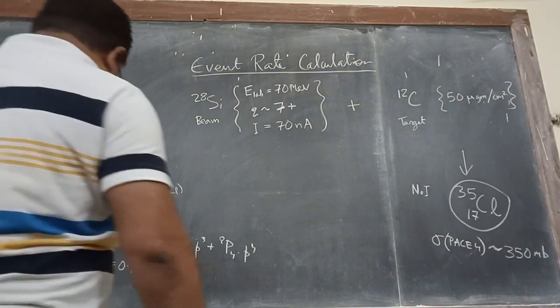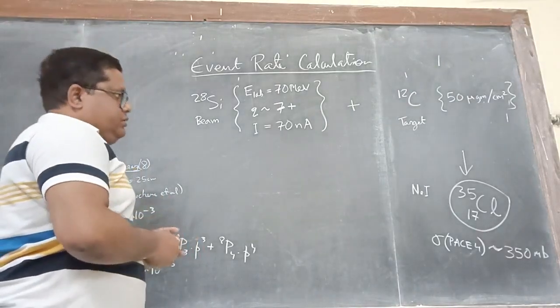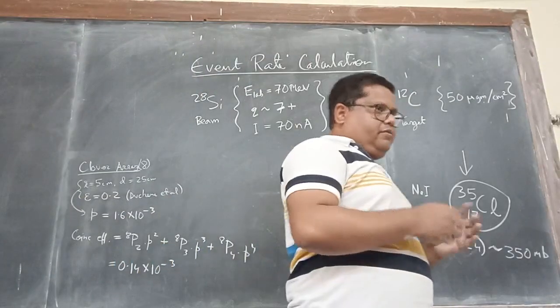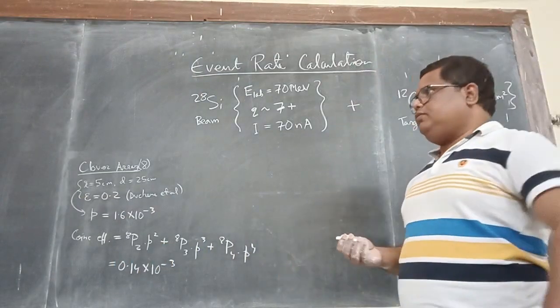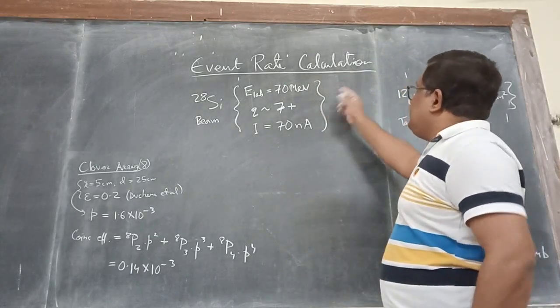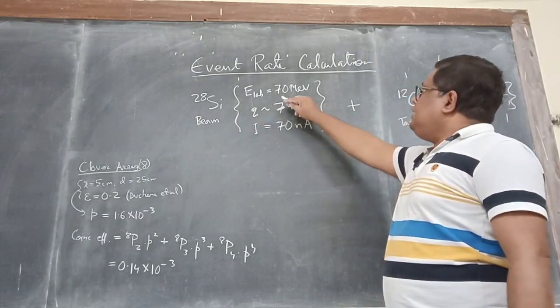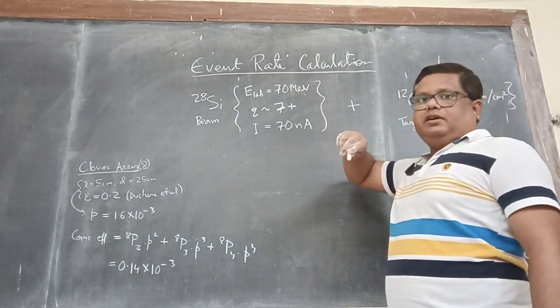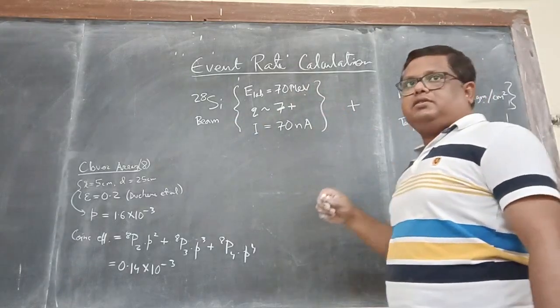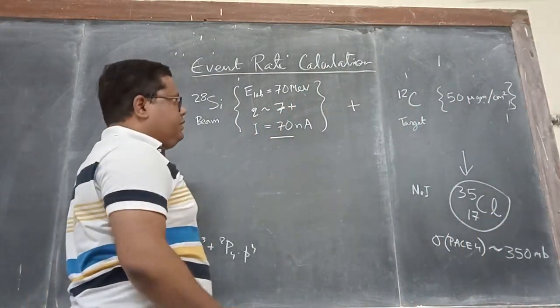Okay, so now we are doing the event rate calculation. Yet another example for an array. Array is important. So, event rate calculation. I am considering a 28 silicon beam. The lab energy is 70 MeV. Charge state is 7 plus. And the current is 70 nanoampere.